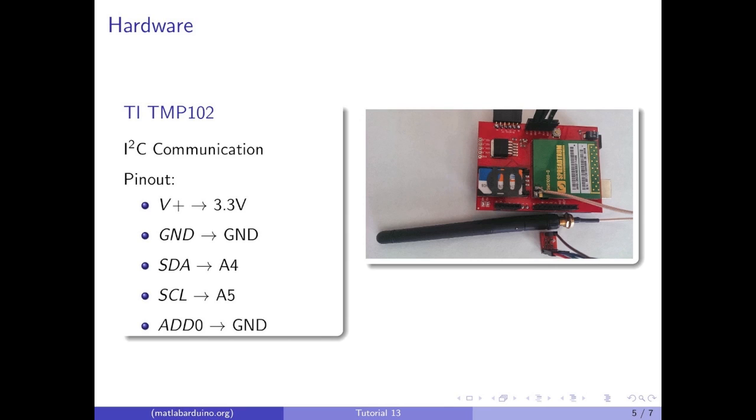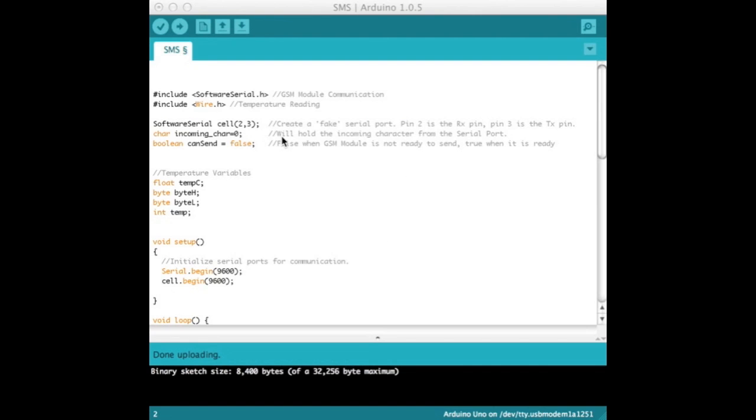Connect the supply voltage and ground to the +3.3 volt and the ground pins of the Arduino. Since it is an I2C device, connect the SDA to pin A4 and the SCL to pin A5. And ADD0 to ground. Let's look at how to interface this shield with the Arduino.